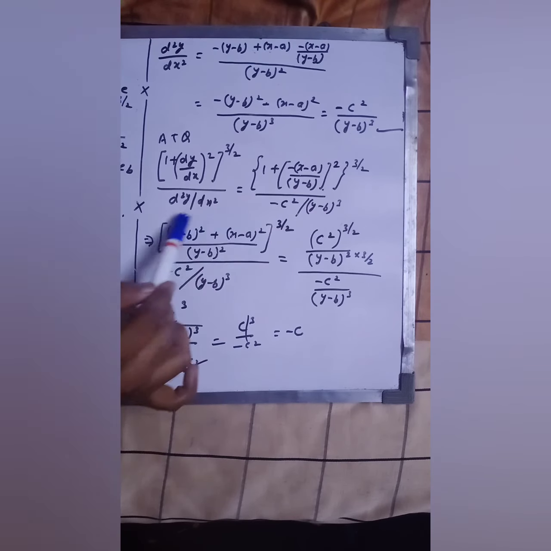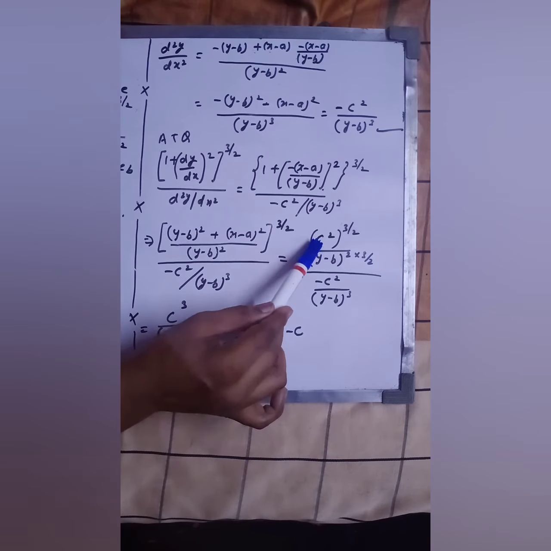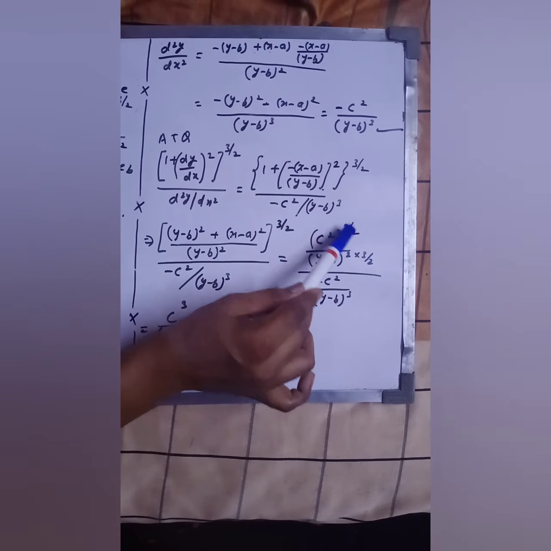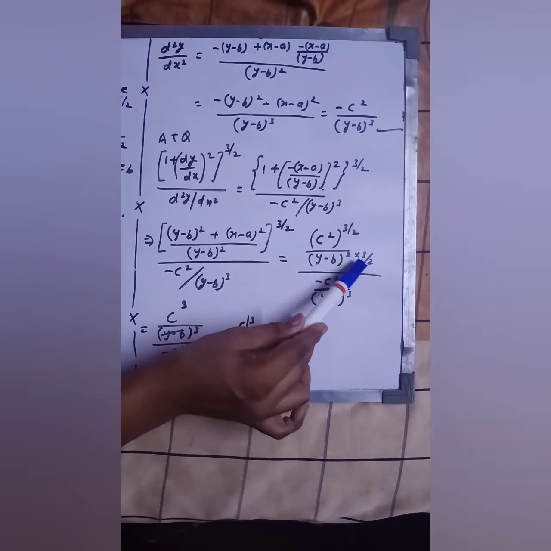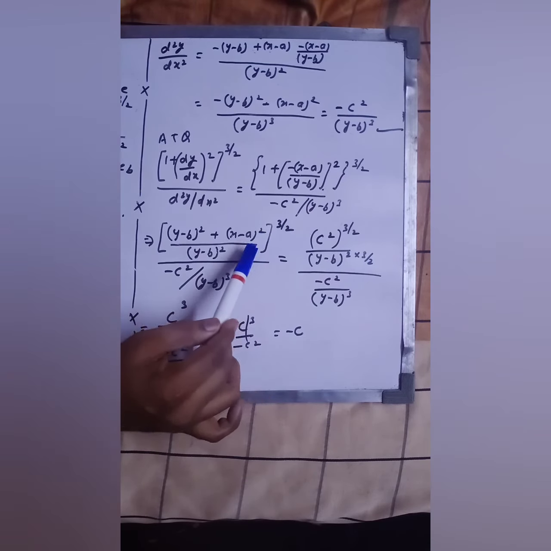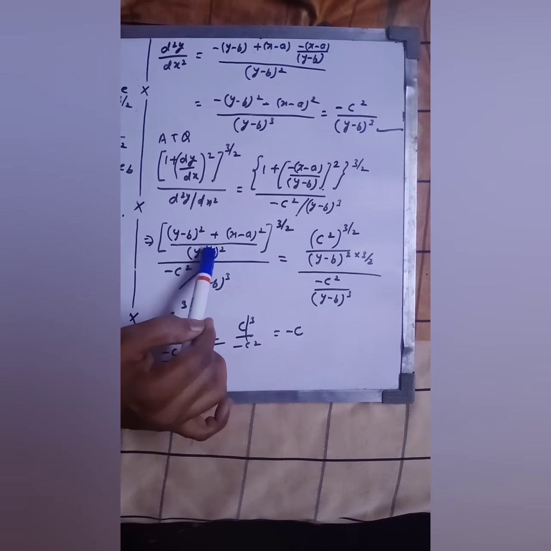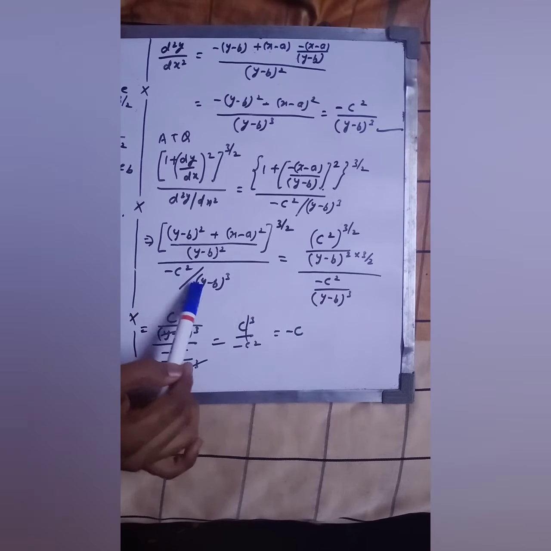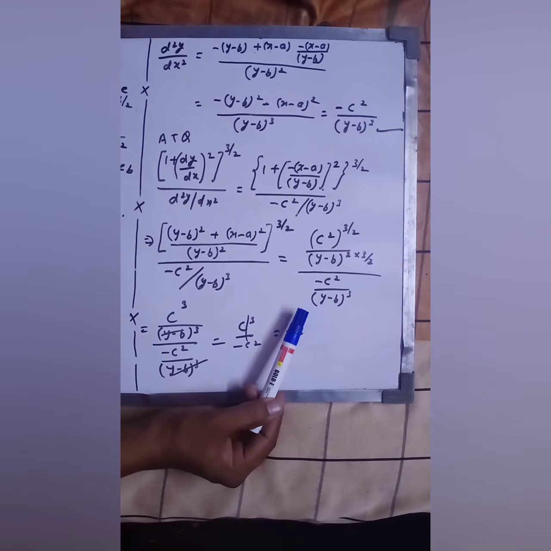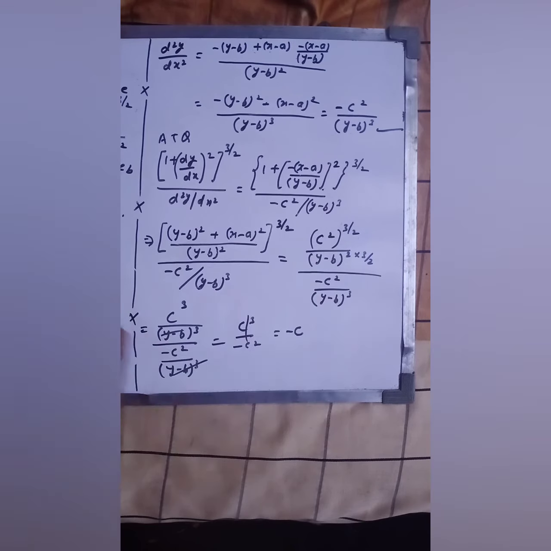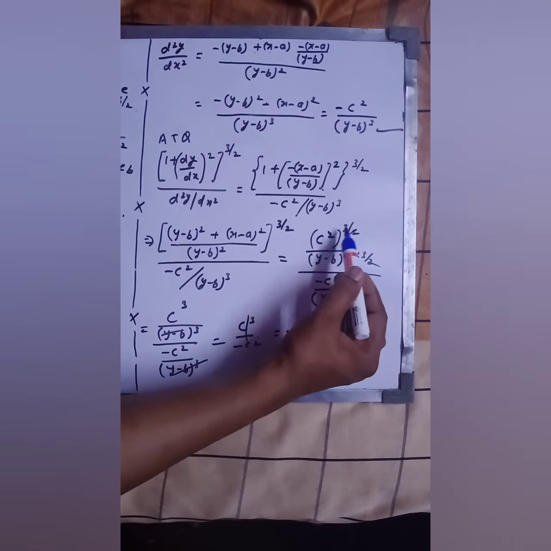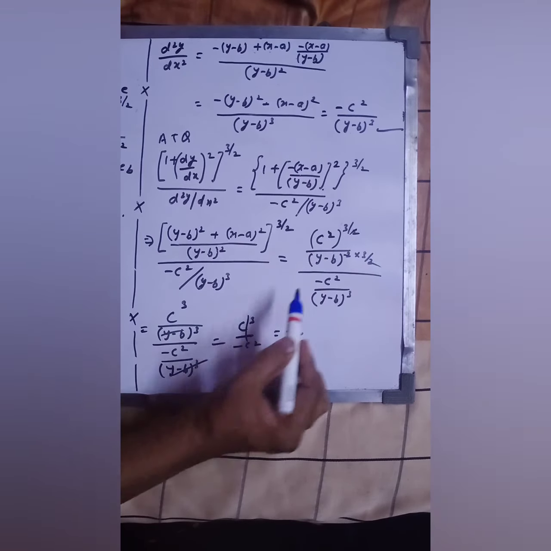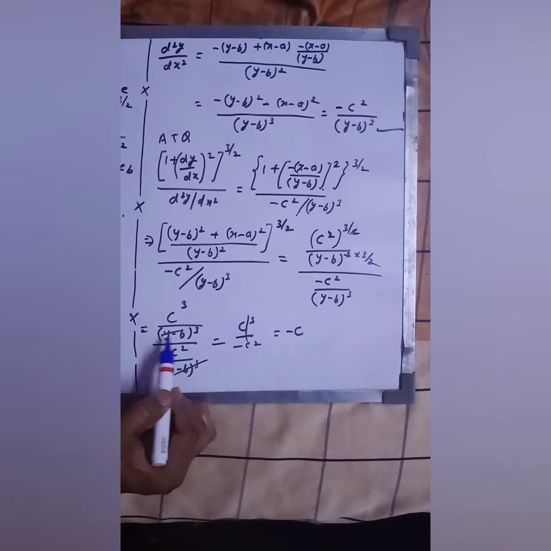Now you can see this is your c square. So we are writing c square whole to the power 3 by 2, y minus b square whole raised to power 3 by 2. I'm writing this power with this and this also, and this will remain the same. This 2 and 2 will cancel out. Here 2 and 2 will cancel out. Similarly 2 and 2 will cancel out. It will give you c cube, y minus b cube, y minus b cube, and the denominator you have to copy the same.